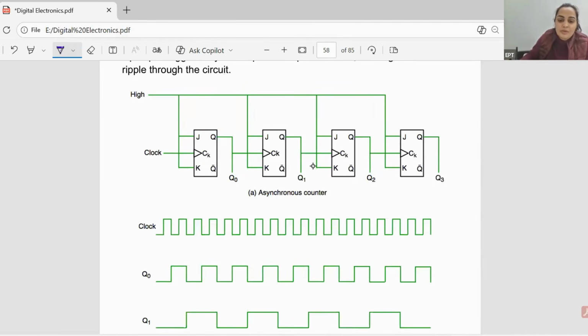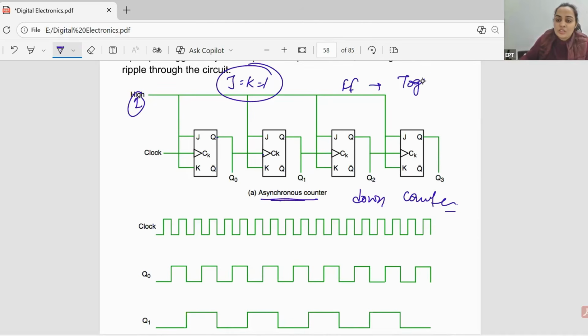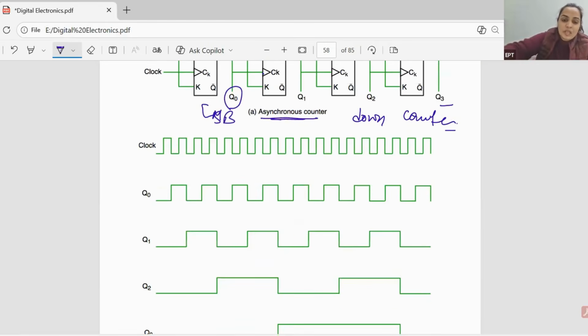Okay, so this is an example of an asynchronous counter. Here it is a positive edge triggered flip flop, and Q is given as the input, so this is going to be a down counter. Here it is high, so when both J and K are 1, then the flip flop will operate in its toggle state, right? So indirectly we are using a T flip flop here, right? So here Q3 is the MSB and Q0 is the LSB. So the LSB will change, right? Like this.